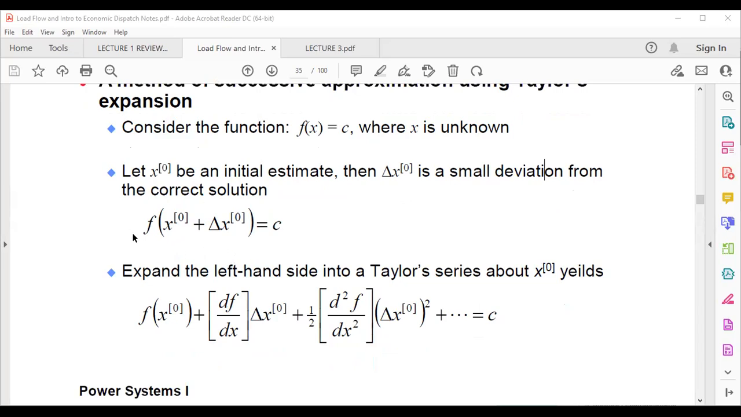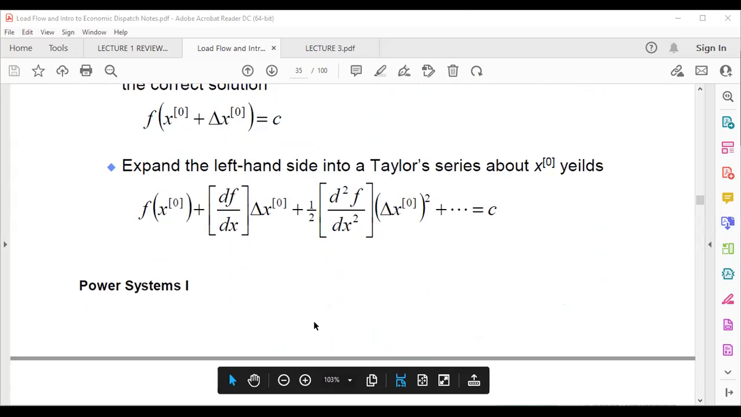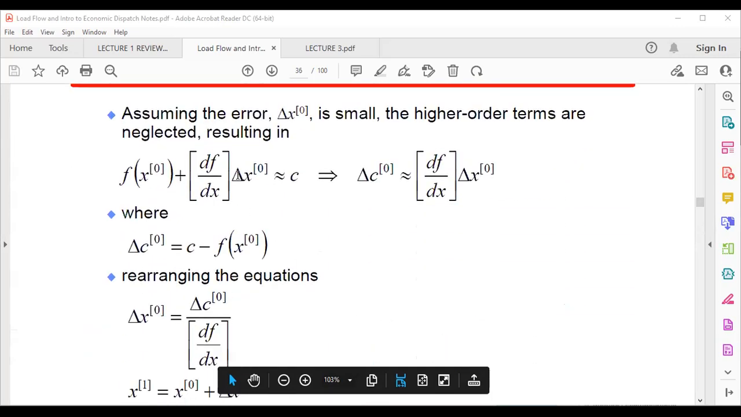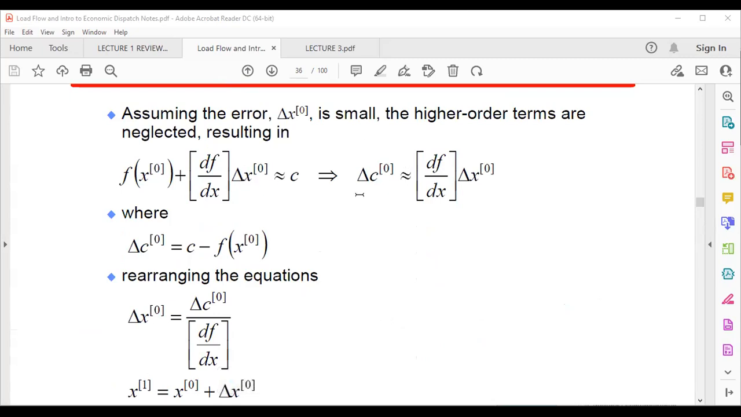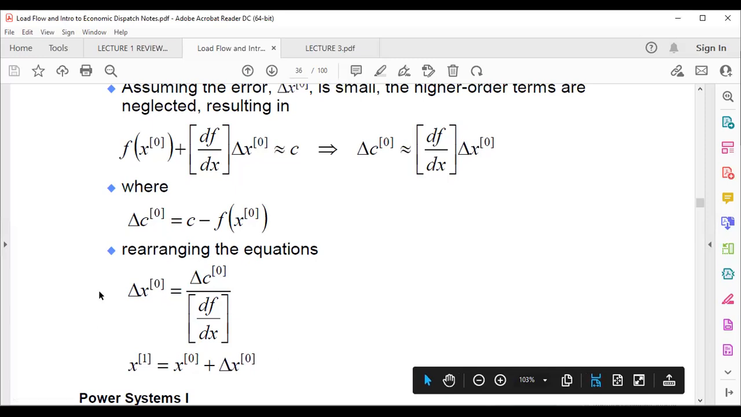If we now expand the left-hand side into the Taylor series, we get this. And if we are able to eliminate the higher-order terms of the Taylor series, then we are able to reduce the function into this format and consequently rearrange the equation to come up with the Newton Raphson updating equation. This is the most important equation that we will be utilizing when we are using the Newton Raphson technique.